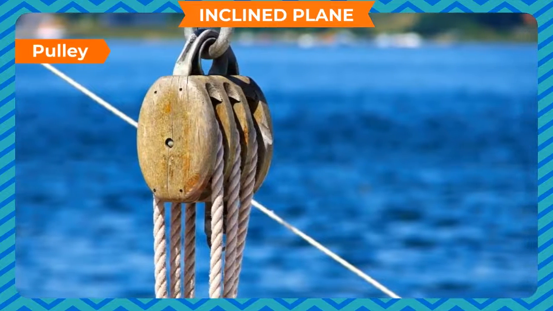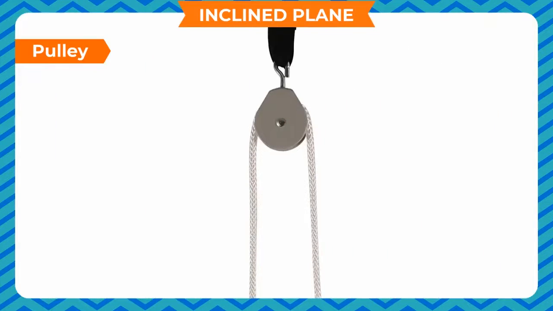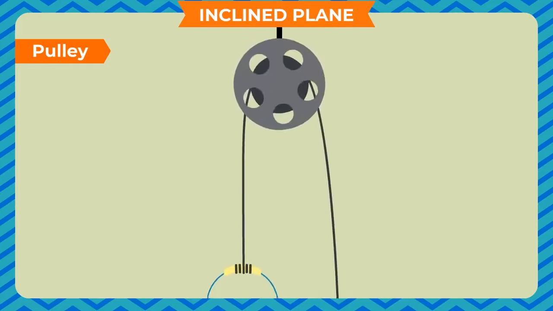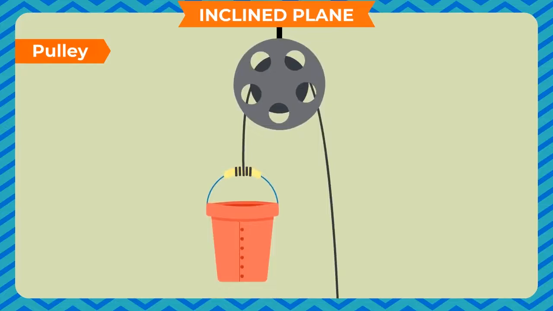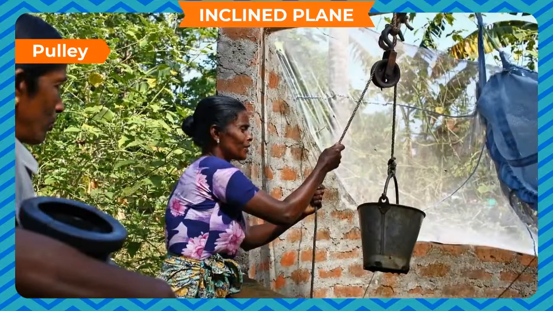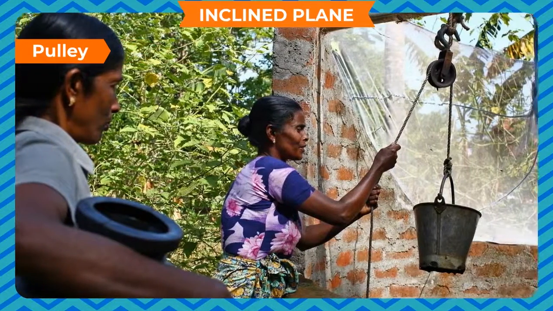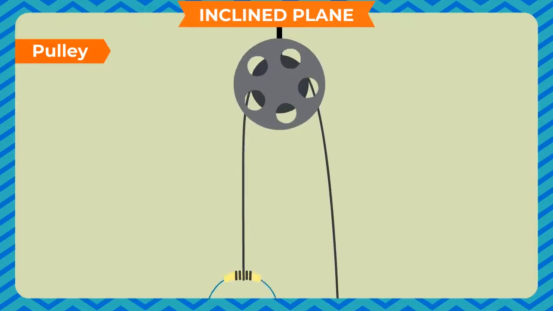Pulley. A pulley is another type of simple machine. A pulley is a grooved wheel. It works as a lever and helps to change the direction of the force applied. A rope and a pulley is used to take out water from the wells. A pulley can be fixed or movable.